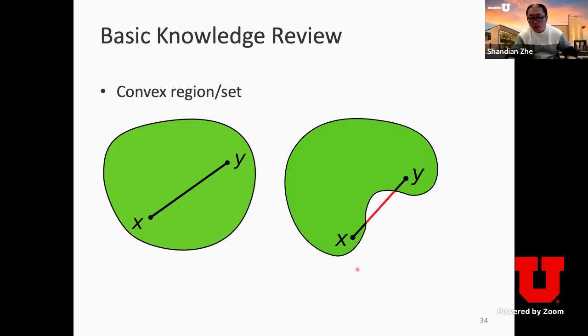If you take a look at another example, this is a counterexample. This is not a convex region. Why? If you pick a point x here and a point y here and draw a line segment, you will see all the points in the right part here are outside of the region. So this kidney-like region definitely is not convex. You see there are some parts going inward. So that's the definition of a convex region.